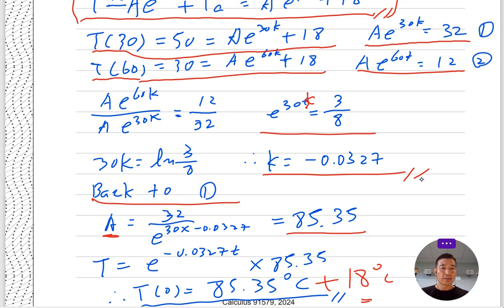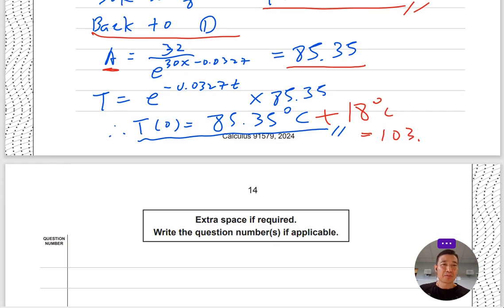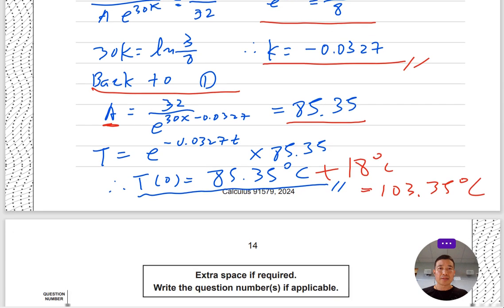So which is 85.35 plus 18, so the boiling temperature is the answer. Okay, I'm going to double check this. Yeah. All right.